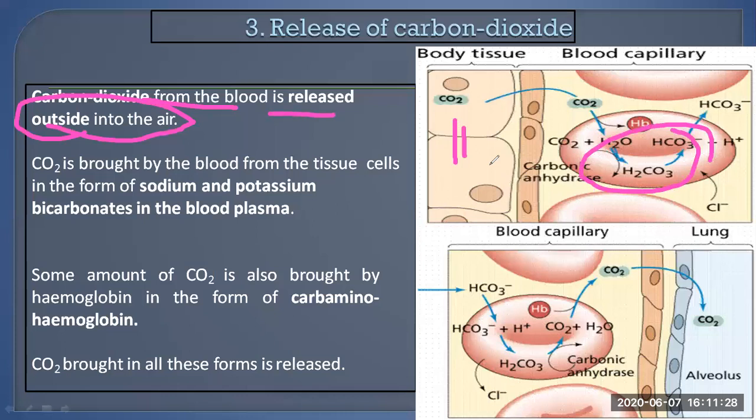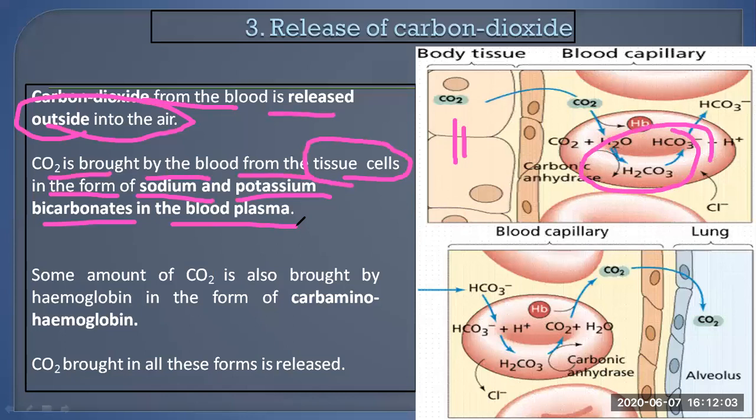And in the case of the RBC, 70% is transported in the form of bicarbonate ion, and 27% in the form of hemoglobin, meaning bound with the hemoglobin, and 3% with the blood plasma. We will see this later, but you should know it here again. So CO2 is brought by the blood from the tissue cells in the form of sodium and potassium bicarbonates in the blood plasma. I had already told.